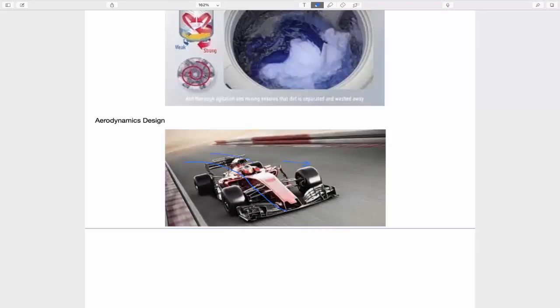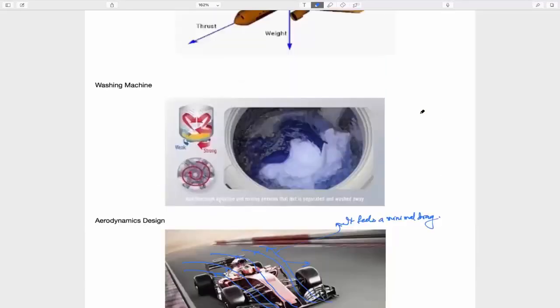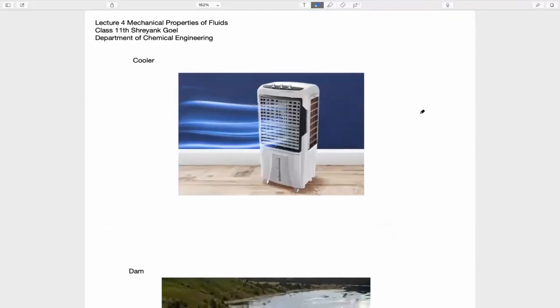I will discuss what a streamline is in the upcoming lectures. So streamlines will go like this. The fluid is going like this as it goes. If it goes in one direction, then the fluid flows in another direction, and it is designed in a way that it feels minimal drag. So I should write a few things about these examples.